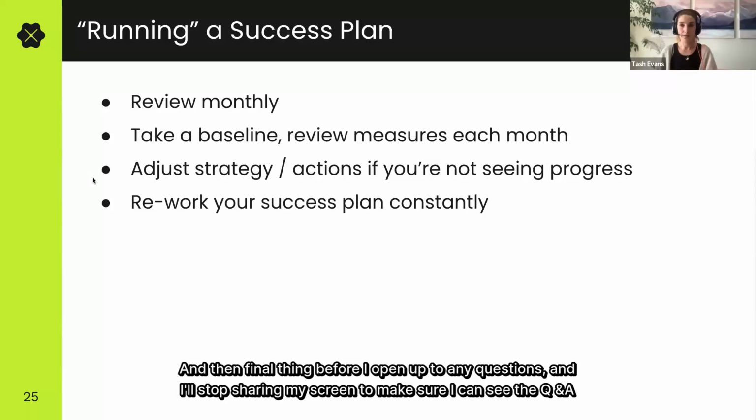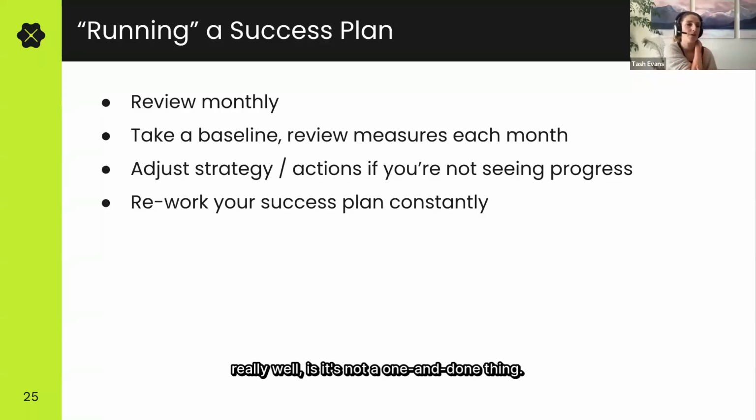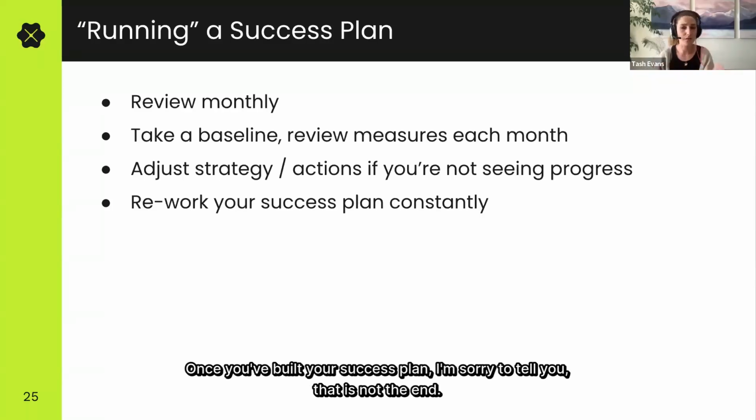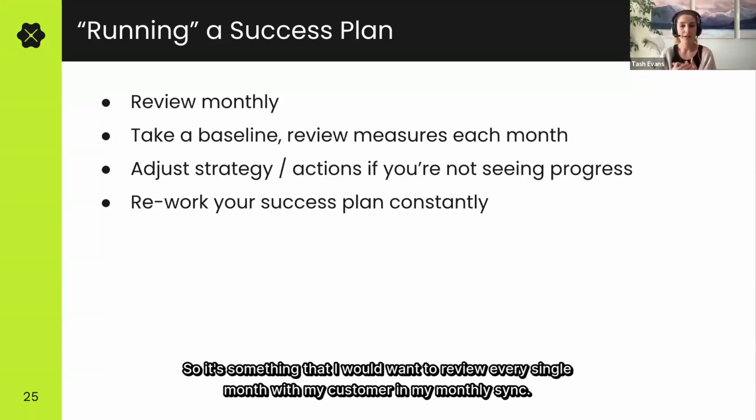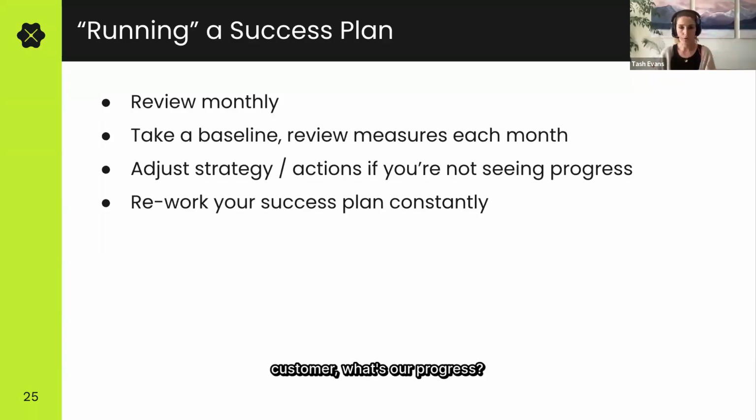And then final thing before I open up to any questions, and I'll stop sharing my screen to make sure I can see the Q&A really well, is it's not a one and done thing. Once you've built your success plan, I'm sorry to tell you, that is not the end. We need to be continuously iterating on this success plan. So it's something that I would want to review every single month with my customer in my monthly sync. Mr. Customer, what's our progress? How are we tracking? Let's start with the measures.